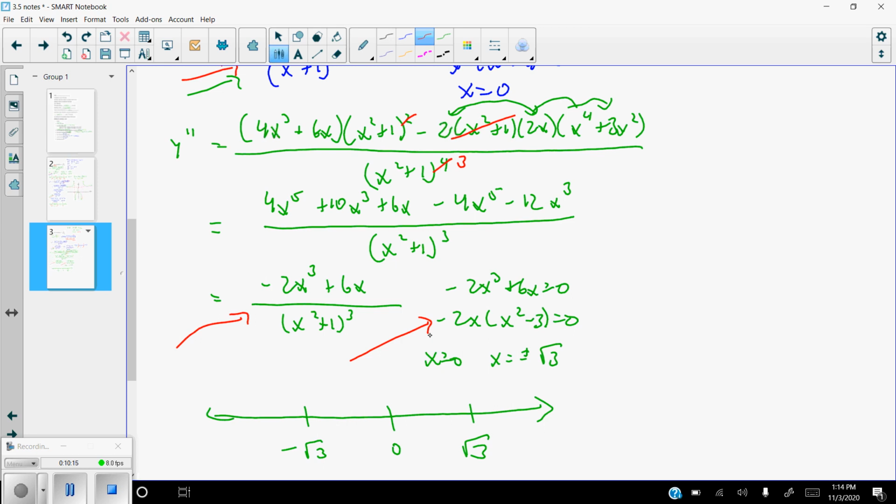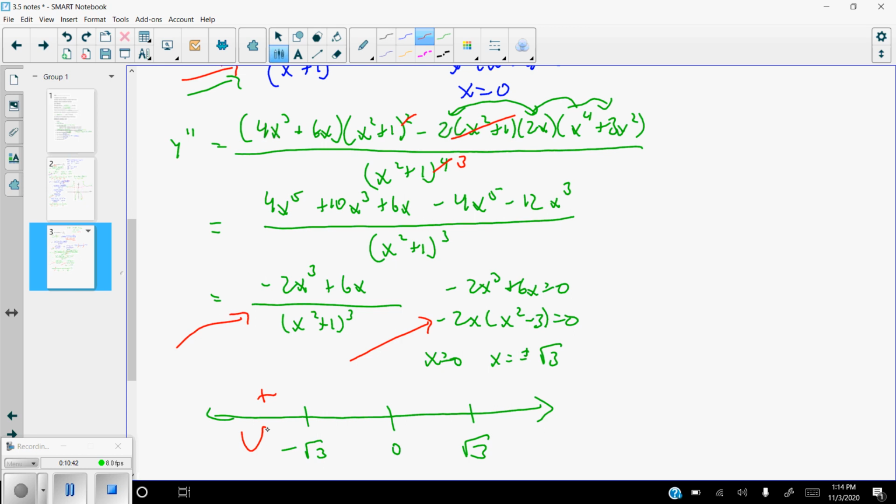If I take something less than negative square root of 3, well, square root of 3 is about 1.7. So the negative of that's negative 1.7. So if I plug negative 2 in, I'm safe on the left-hand side. Plugging a negative 2 in is going to give me negative 2 times negative 2 on the outside, so that's positive. Negative 2 squared is positive. 4 minus 3 is 1, so that's positive. So I'm going to get a positive times a positive, which means concave up.